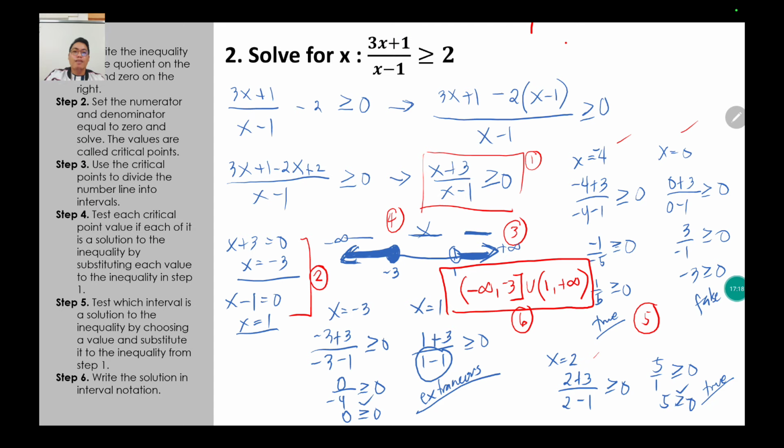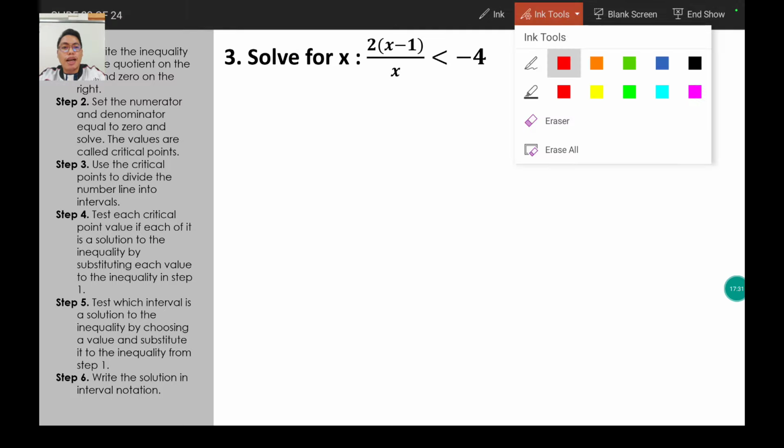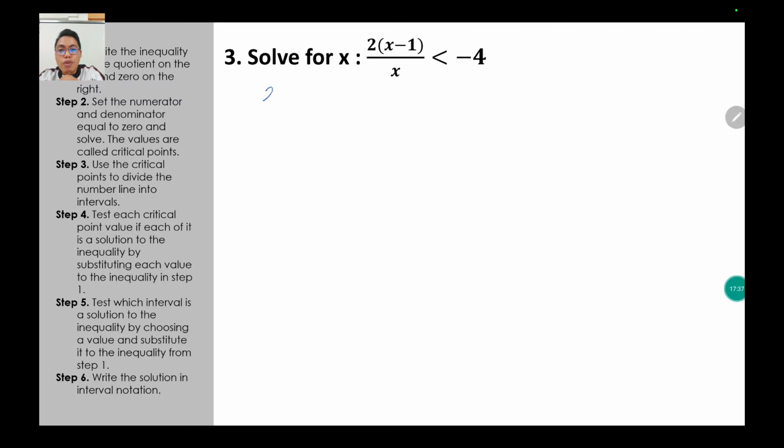So next, for the last example, solve for x for 2 times x minus 1 all over x less than negative 4. So una natin gagawin dyan ay we will substitute na natin itong 2x, itong 2. So we have 2x minus 2 over x plus 4 less than or equal to 0.